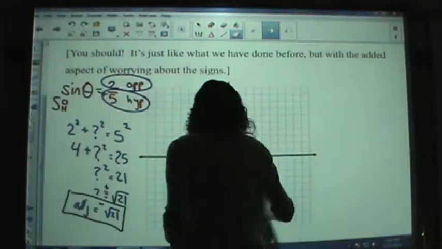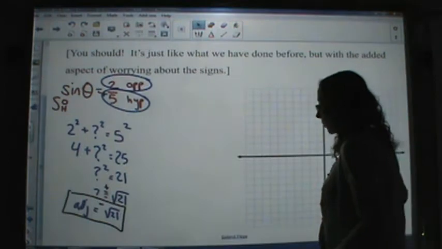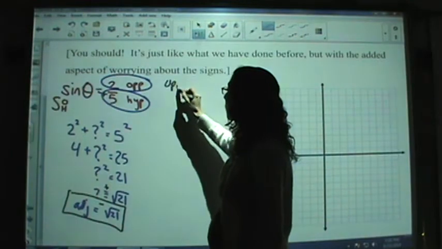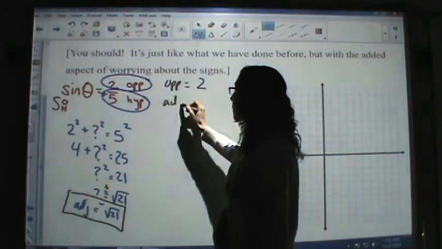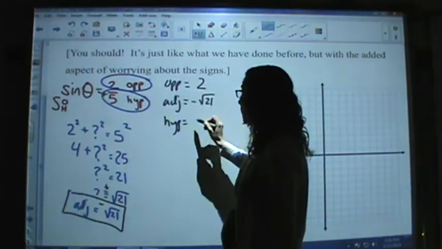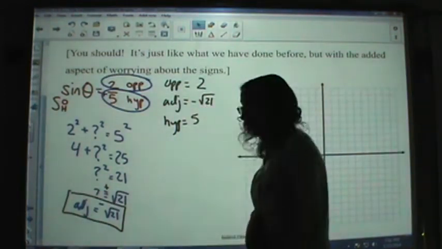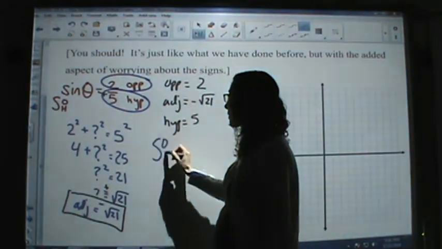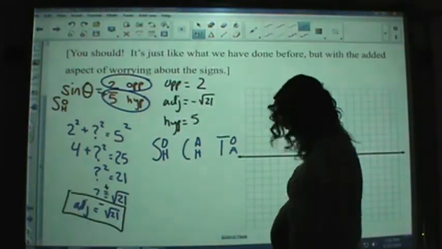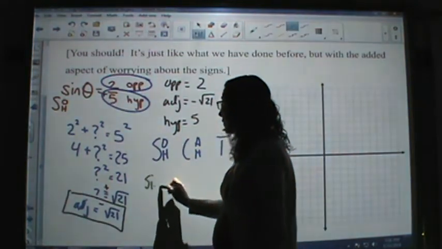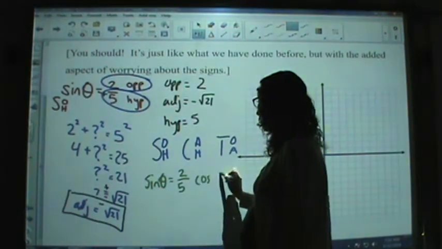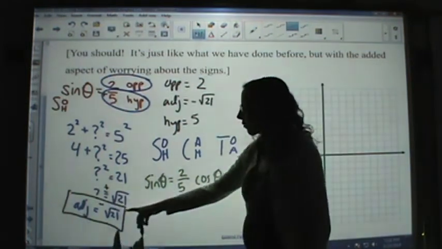We don't really need the graph at all, actually, because what we've been asked to do is find the 6 trig functions, and we know that opposite is positive 2, adjacent is negative root 21, and hypotenuse is positive 5. And so the rest of it should be fairly straightforward because we're doing sine, cosine, tangent, and the reciprocal functions. So the sine was already given to us. It's 2/5. The cosine is not given to us, but we just figured out enough information to answer that.